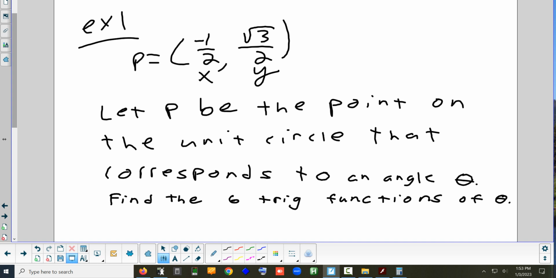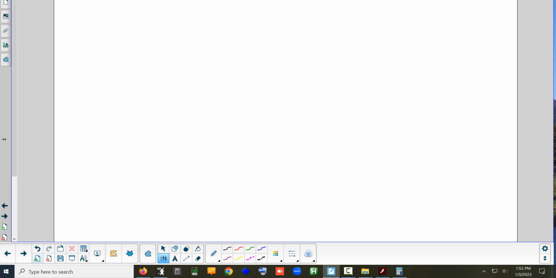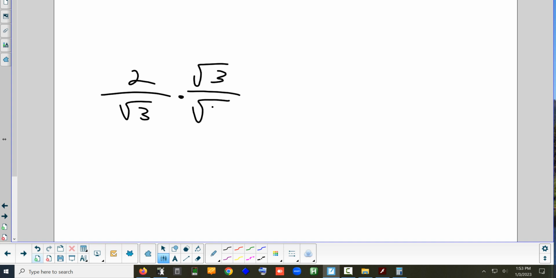So 2 things we have to remember. 1, don't leave them in the bottom of a fraction. So if you get something like this, you need to fix it by multiplying top and bottom by the square root. So you multiply the top and the bottom by the square root of 3. And in the top, there's not really much you can do. It's just 2 square roots of 3.